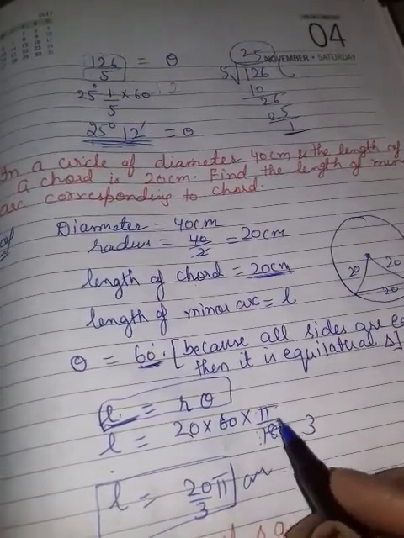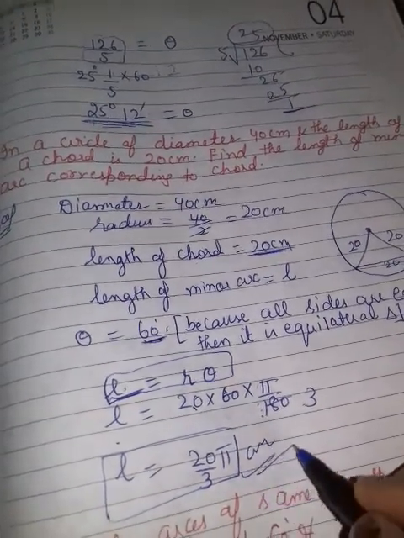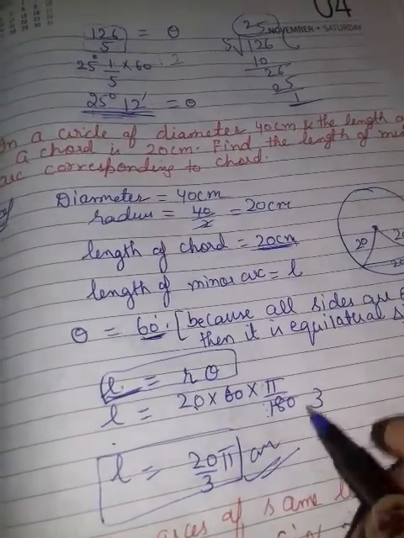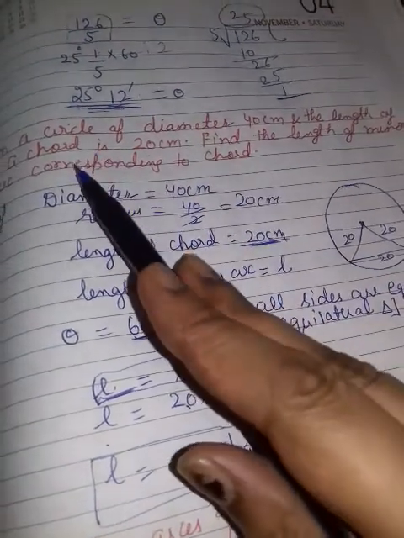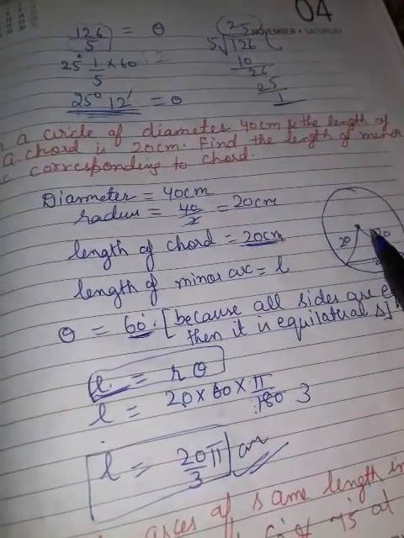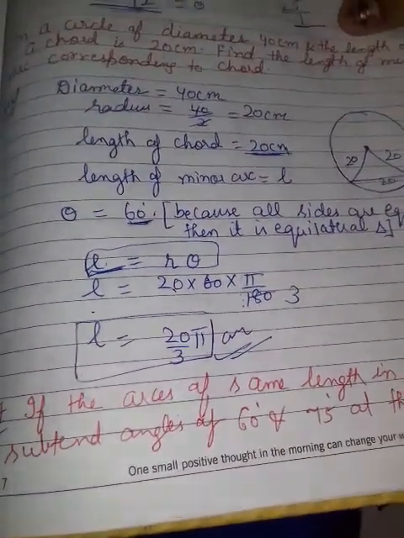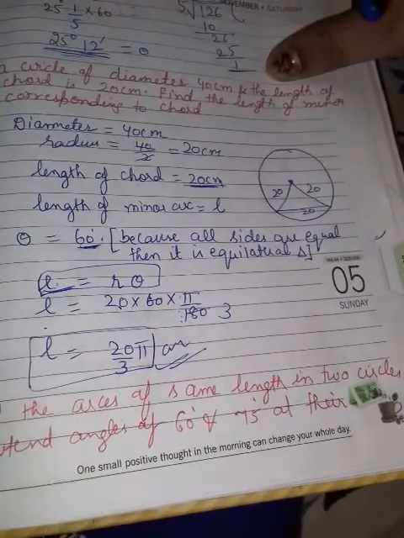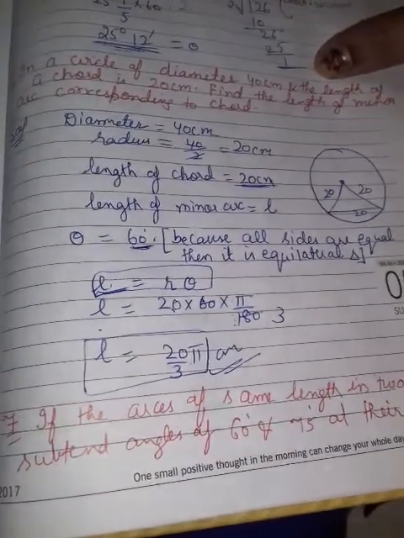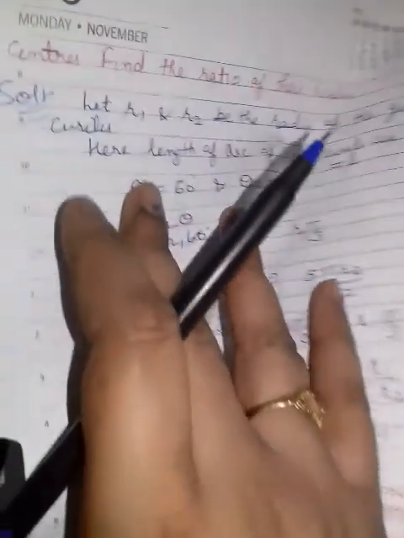So pi upon 180 we will multiply, then do the cancellation. After that you will get this thing. Remember, this length of chord is given, not length of arc. So from chord firstly you will find the theta. Clear?